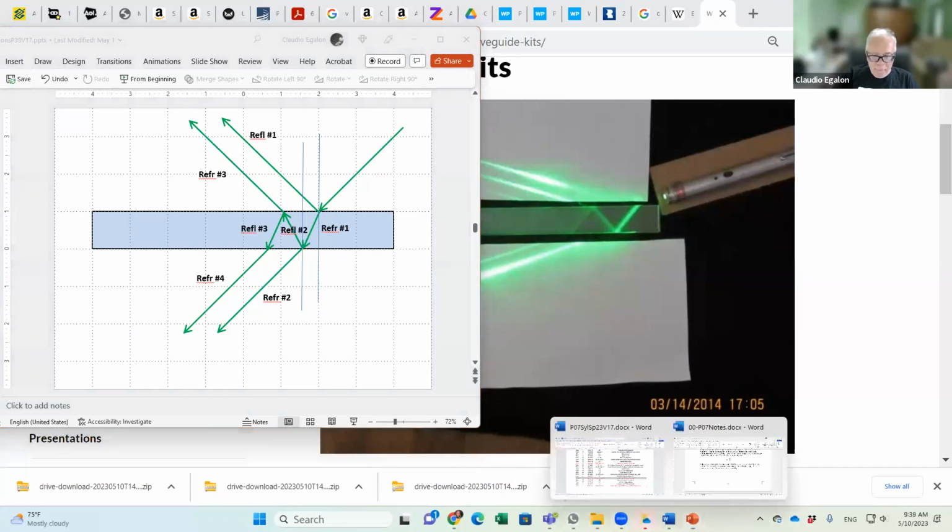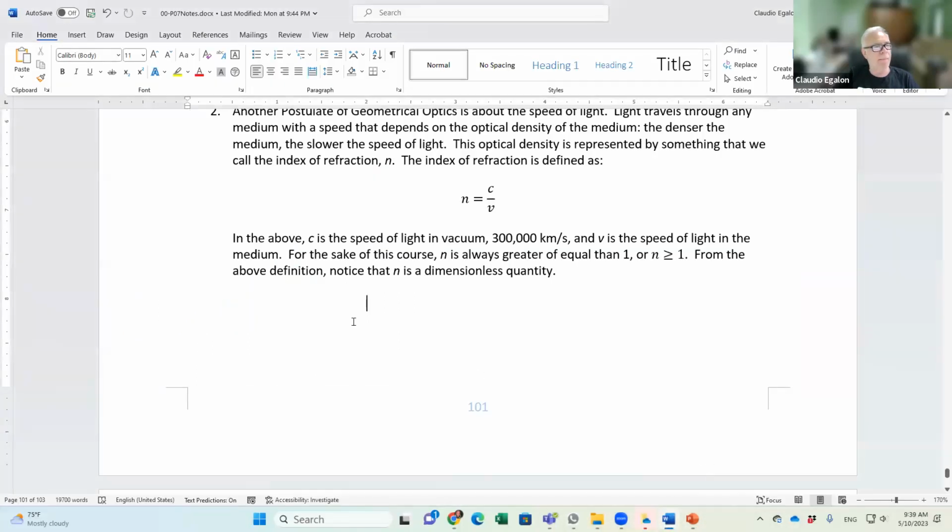Okay, let's write it down. What time is that? 9:40. Okay. Those are the 2 postulates. Due to this change of speed, changing speed of the light, due to this change in the speed of light, the light paths change direction. The path of the light changes direction.